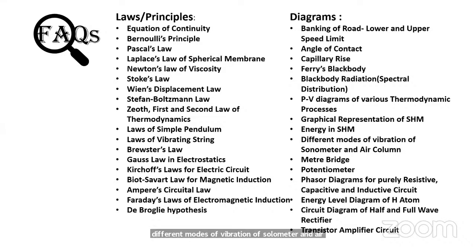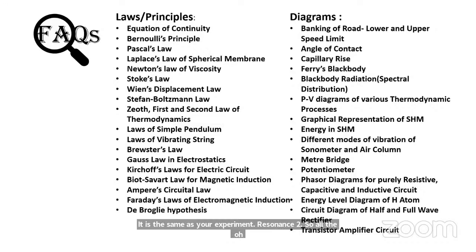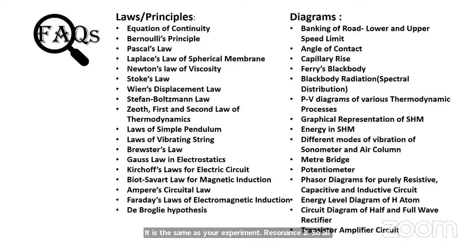Then different modes of vibration of sonometer and air columns. Again, sonometer wire, fundamental mode, single loop, first overtone, second overtone. Then air column, there are 2 types. Air column which is open at both ends, or the air column which is closed at one end. For the air column which is closed at one end, it is the same as your experiment, resonance tube. So all the 3 modes of vibration, fundamental mode, then first overtone and second overtone, you should prepare. Draw the diagrams side by side, find the commonness, find the differences.